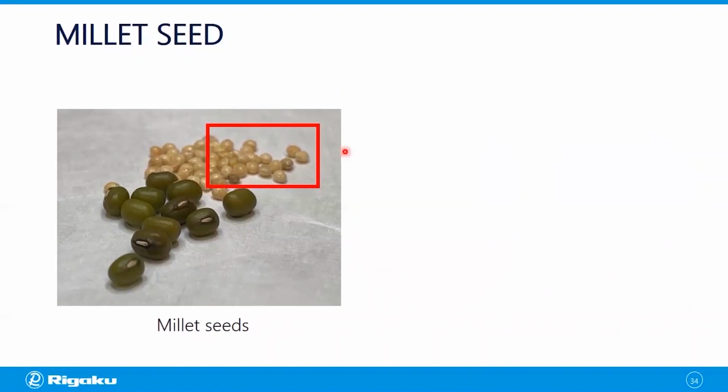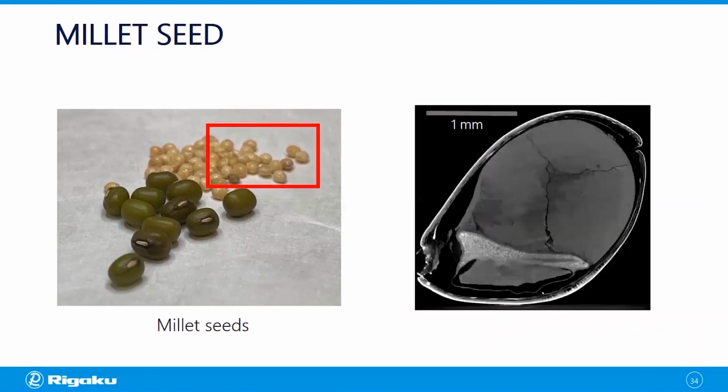And recall that the millet seeds are the small yellow ones shown in the red box. It turns out that millet seeds have quite complex characteristics. So for example, this shows a cross-section slice from a CT image, and it clearly shows the hull, germ, endosperm, and other structures of the millet grain.